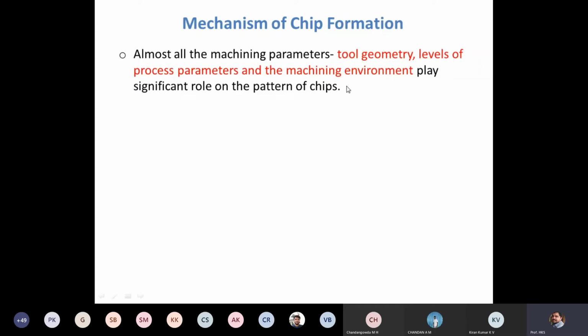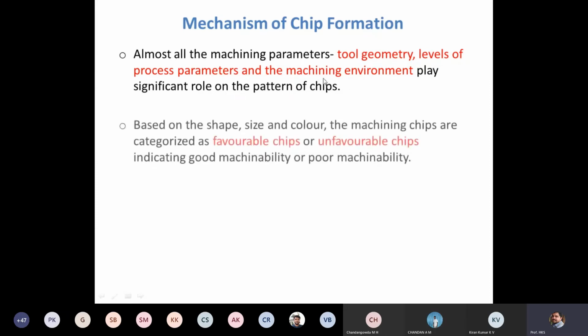What do you mean by machining environment? It is related to application of cutting fluid, whether machining will be performed with cutting fluid or without cutting fluid. If it is performed with the application of cutting fluid, then it is called machining under wet conditions. Wet means you are applying the cutting fluid. Then there is another possibility, machining with dry condition, that means you are not applying the cutting fluid. All those will have an influence on the pattern of chips. We are going to discuss this in detail.